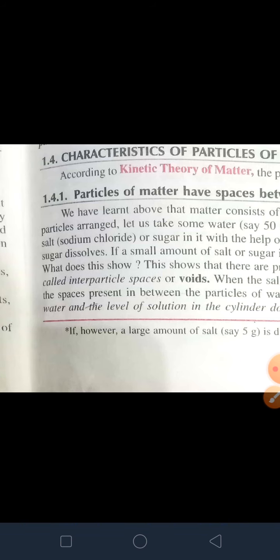Today I am going to discuss the characteristics of particles of matter. In our previous interactions, we learned about the nature of matter. So today let us discuss what are the properties or characteristics of particles of matter. Let us discuss them one by one.